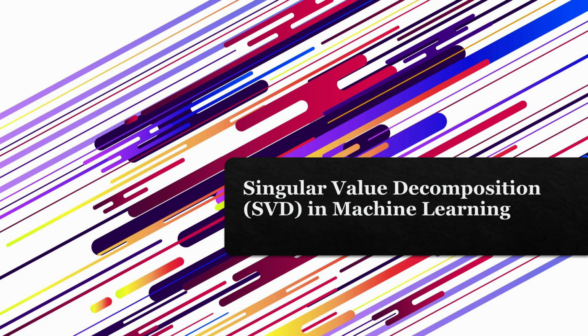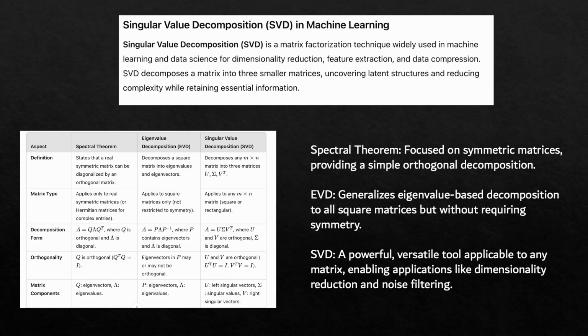Hey folks, today we're going to talk about SVD, which is nothing but singular value decomposition. This is in continuation to the previous two videos. We spoke about the spectral theorem and then EVD, eigenvalue decomposition, and now we talk about SVD. Before we talk in detail about SVD, I'm going to set the context. We will also talk about the differences between spectral theorem, EVD, and SVD.